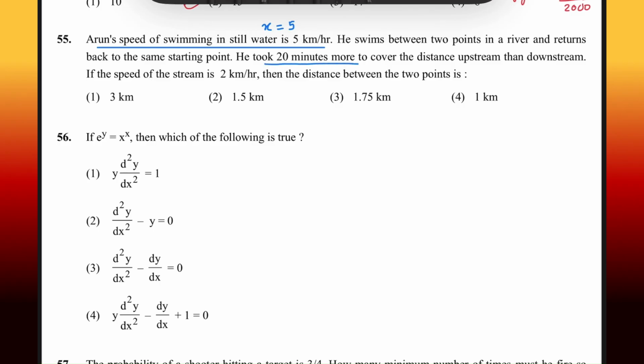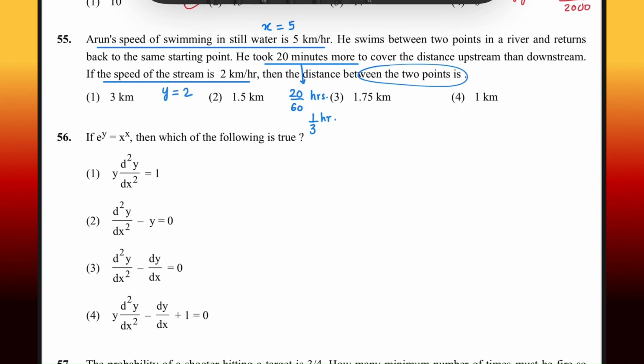It took 20 minutes more. Okay, the time difference is 20 minutes between upstream and downstream. If the speed is given in kilometers per hour, let's convert 20 minutes to hours. So it becomes 20 by 60 hours, or you can write 1 by 3 hour. Okay, and the speed of stream is 2. So y is given as 2.